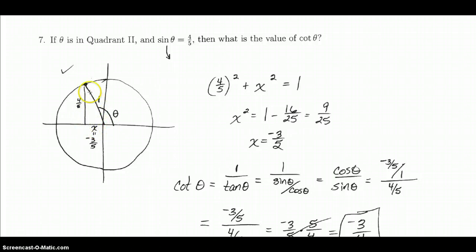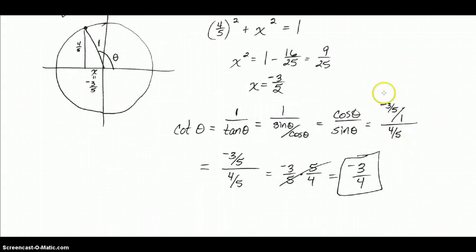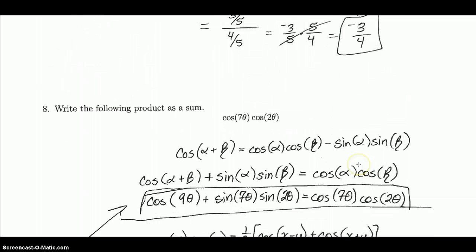And using the Pythagorean theorem, we know that this is 1, this is 4/5, and using a squared plus b squared equals c squared, we can find that this has to be negative 3/5. And just simplify to negative 3/4.